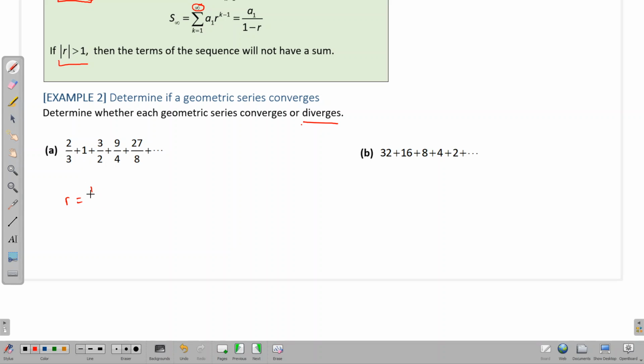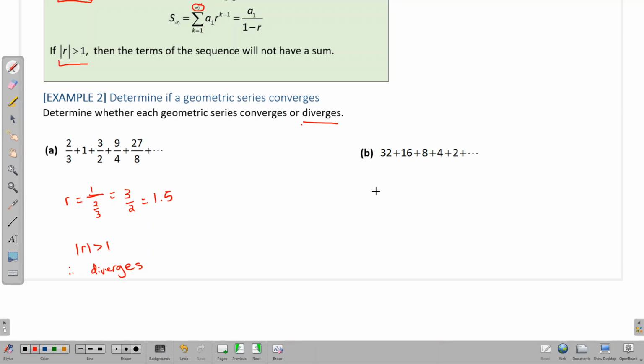So the r for this would be 1 over 2/3. Just take this term divided by its previous term, or you could do that at any point in the sequence. Using keep, change, flip, we see that's 3/2. Well, 3/2 is 1.5. That means r, or you could say the absolute value of r, is bigger than 1. So therefore, this thing diverges. This doesn't have a sum. It would be infinity if it had one. Okay, so we cannot use the formula on it. If you plug the a1 and the r into this, you get a number. It's just not what this adds up to.